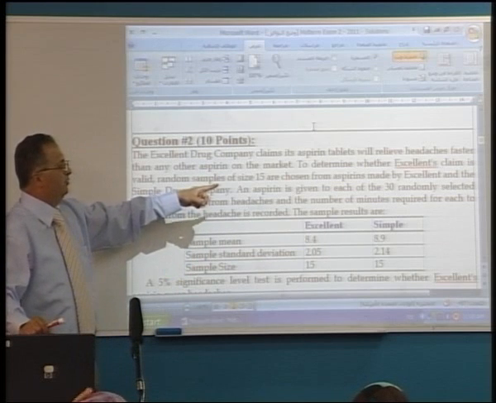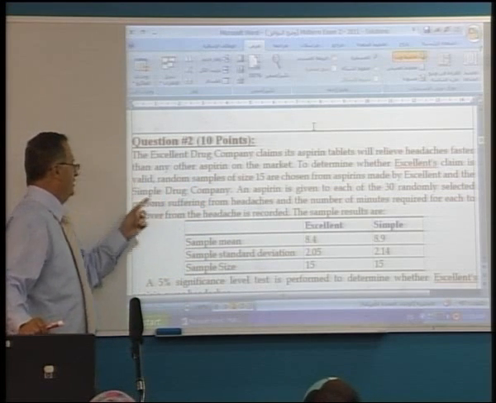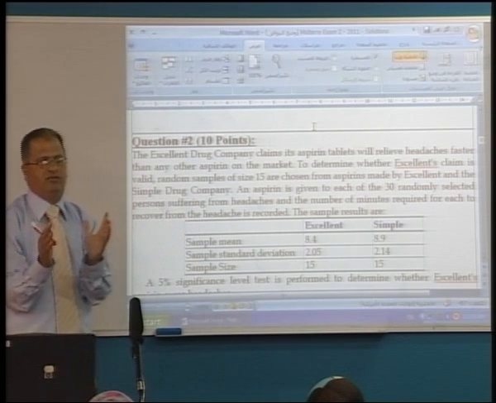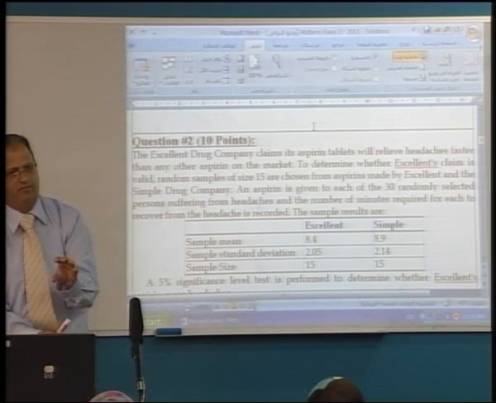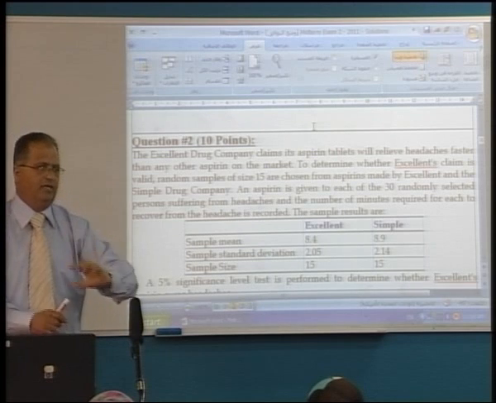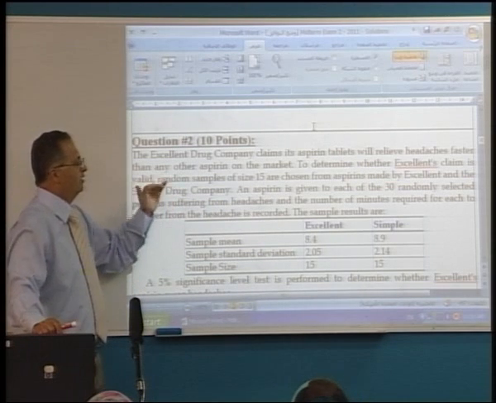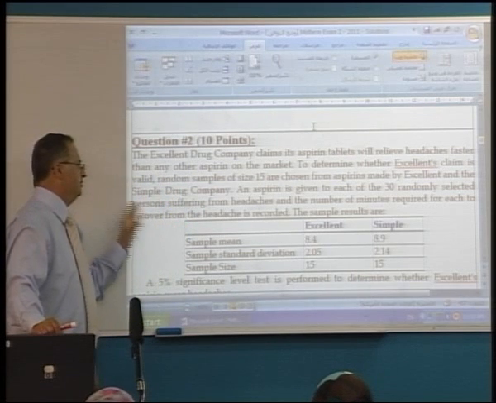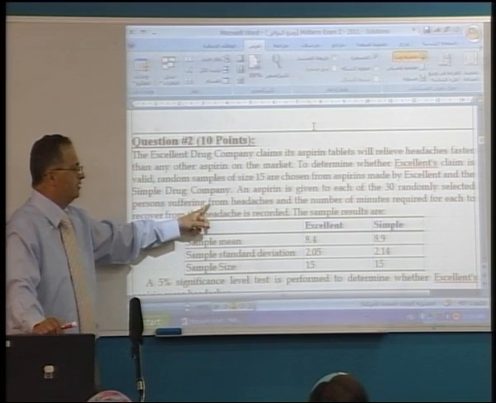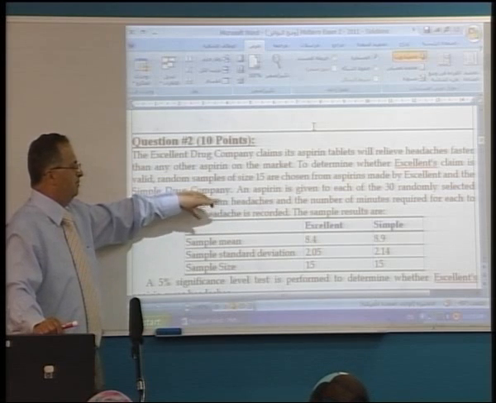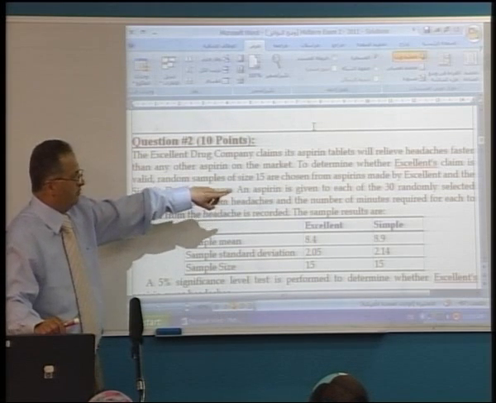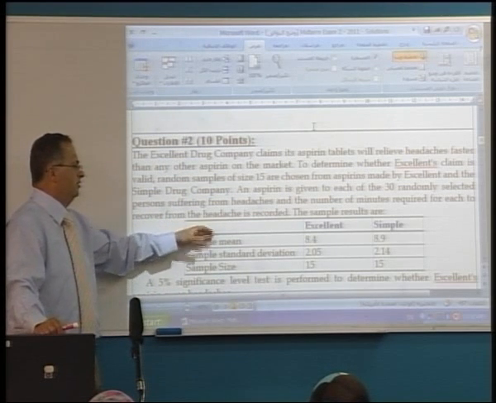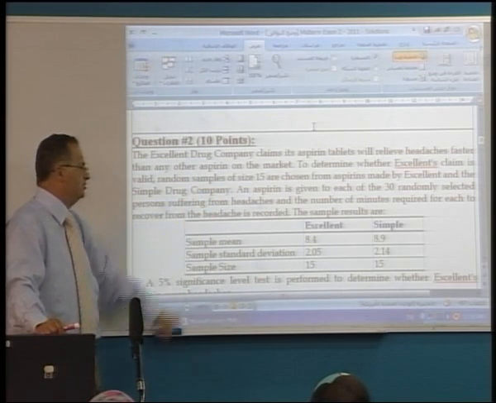An aspirin is given to each of the 30 randomly selected persons suffering from headaches. So the total sample size is 30 because 15 are from the first company and 15 from the Simple company. So there are 30 selected persons who are suffering from headaches. The number of minutes required for each to recover from the headache is recorded. So the sample results are.